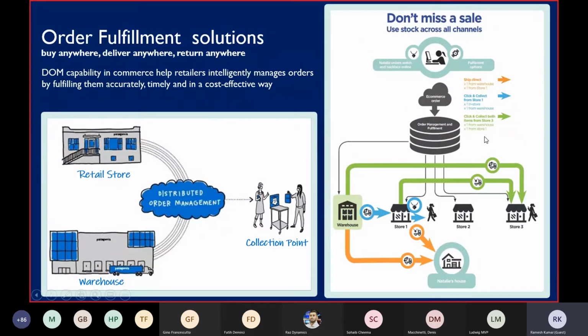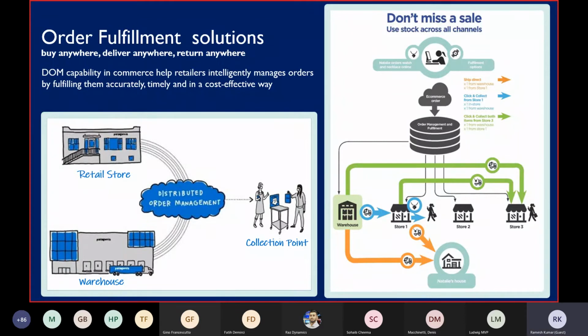Scenario 3 is click and collect of both items from store 3. In this situation, the watch will be transferred from the warehouse to store 3, and the necklace will also be transferred from store 1 to store 3. Once both items have arrived and are ready, the system will send a notification to the customer by email or SMS, and the customer can come and collect the order and complete the transaction.